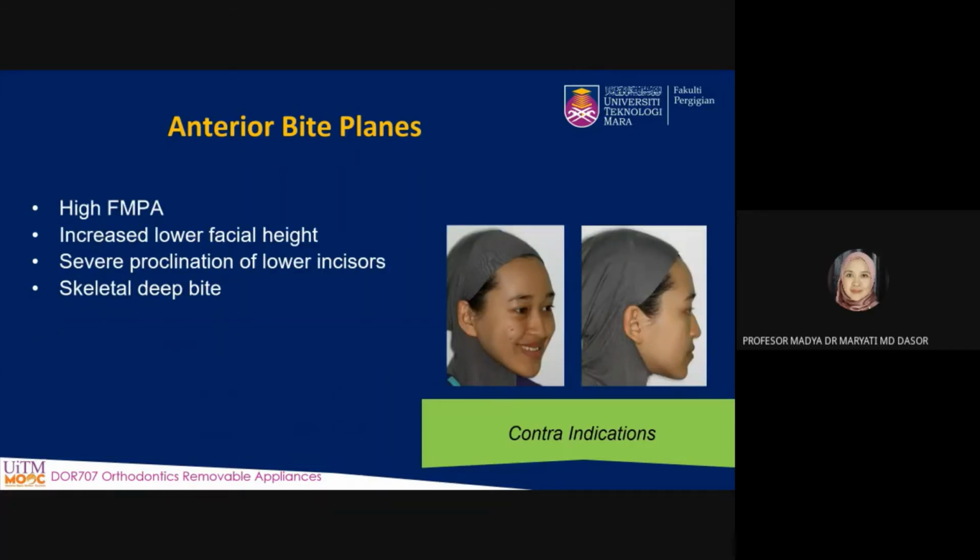Anterior biteplane is contraindicated in patients diagnosed with high frontomandibular plane angle. Also, patients who may present with increased lower facial height, or severe proclination of the lower incisors, are also contraindicated for the use of anterior biteplane. Another reason it is not suitable is a patient who has skeletal deep bite, where the treatment would be best to go for orthognathic surgery to correct the problem.